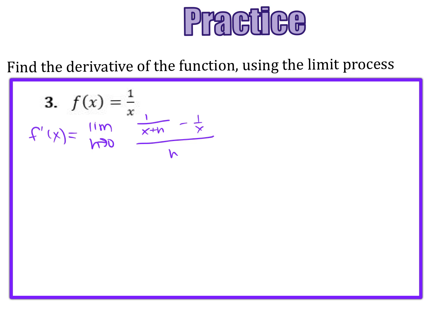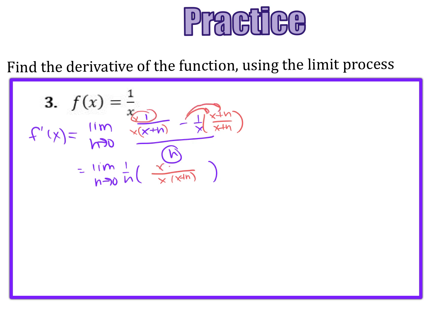Now, in order for us to be able to do anything, we really just need to simplify the numerator. So we need a common denominator, and I'm going to take this h and write this as 1 over h so that I don't have to look at a fraction in a fraction. Now, to get a common denominator, this fraction needs to be multiplied by x over x, and this fraction needs to be multiplied by x plus h over x plus h. And when I do that, my new common denominator is going to be x times x plus h, and my numerator is going to be x minus h.